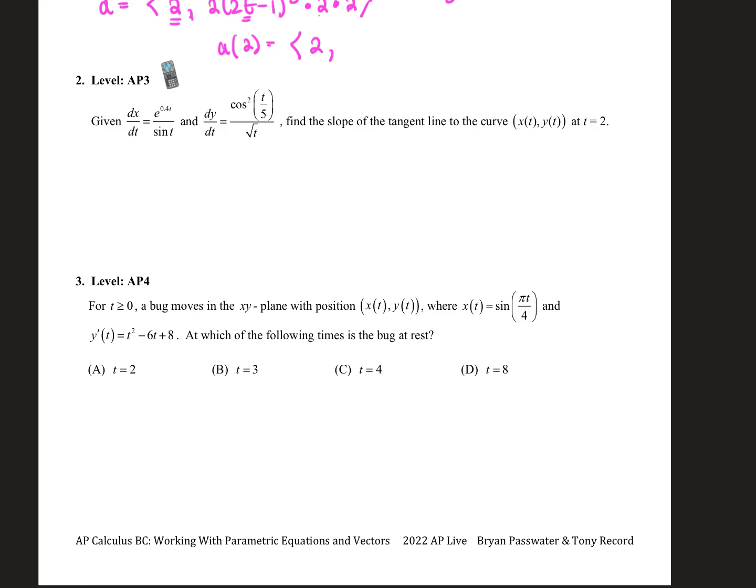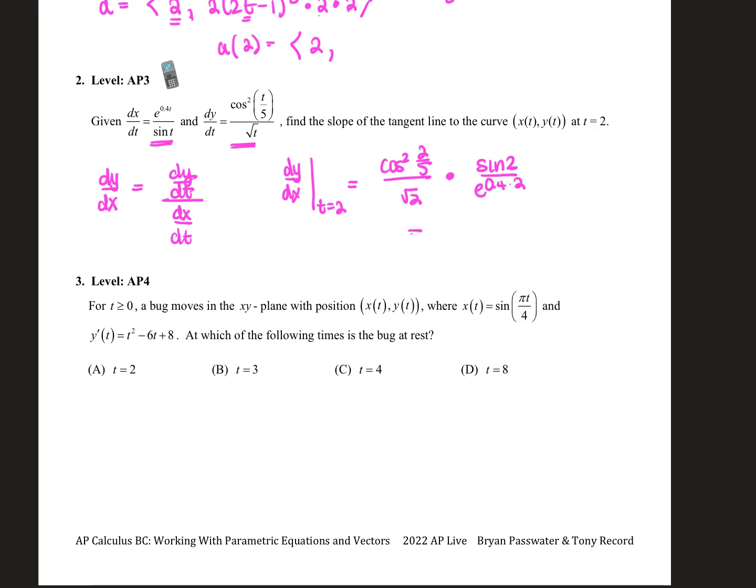Find the slope of the tangent line. So they already gave us dx/dt and dy/dt. So if I want to find dy/dx, that's the same thing as dy/dt over dx/dt. And we're going to evaluate all of those at 2. So dy/dx at time equals 2 is equal to cosine squared of 2/5 divided by the square root of 2 multiplied by the reciprocal of sine of 2 e to the 0.4 times 2, and that value works out to be 0.24509.